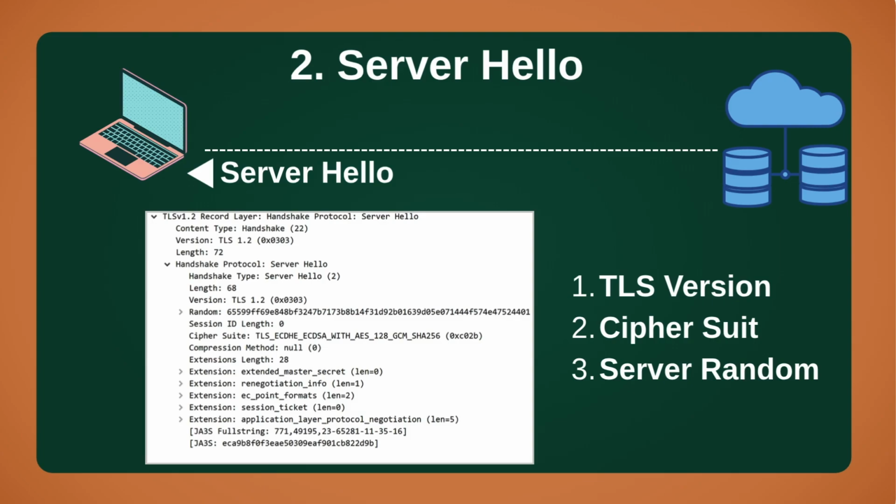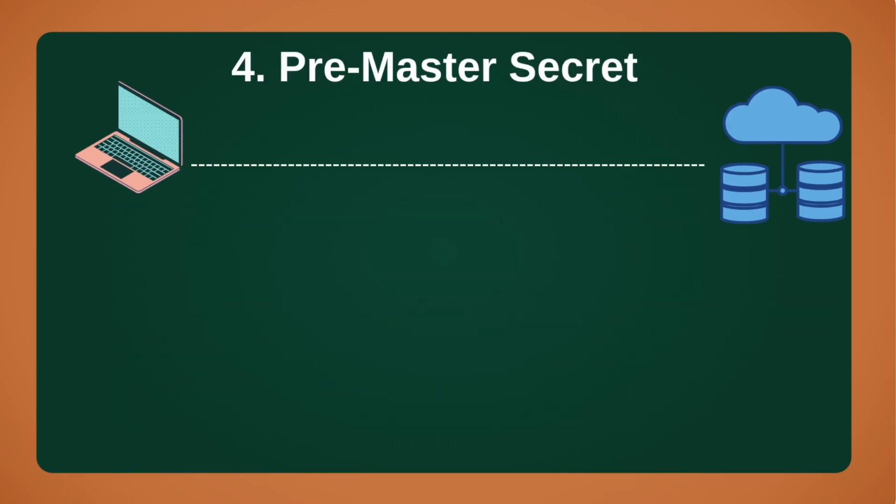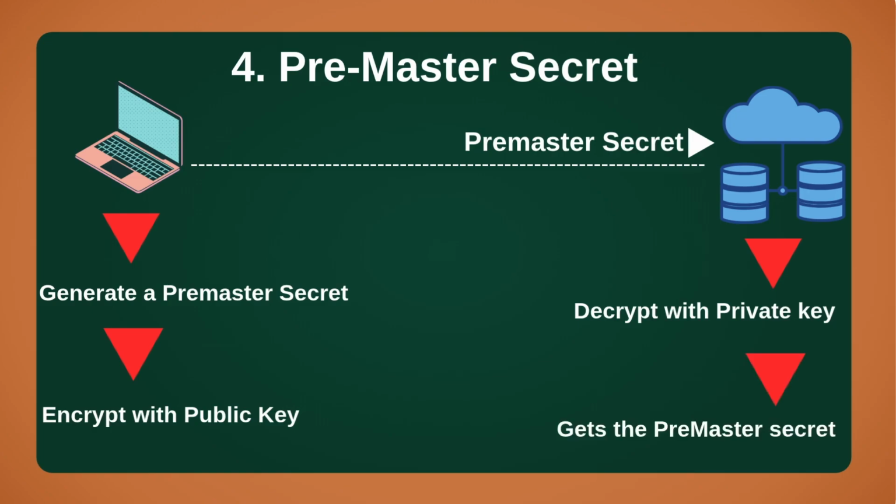2. Server hello. The server responds with a server hello, choosing the protocol version, cipher suite, and sending its own server random value. 3. Certificate exchange. The server sends its digital certificate, which contains its public key and is signed by a trusted certificate authority, CA. The client verifies this certificate to ensure authenticity and trust. 4. Premaster secret generation. The client generates a premaster secret, encrypts it using the server's public key from the certificate, and sends it to the server. Only the server can decrypt it using its private key.